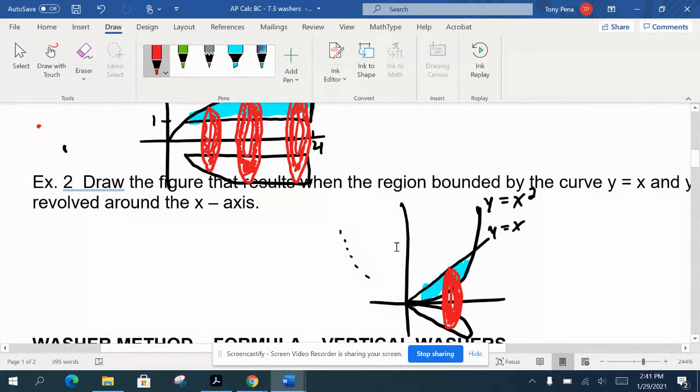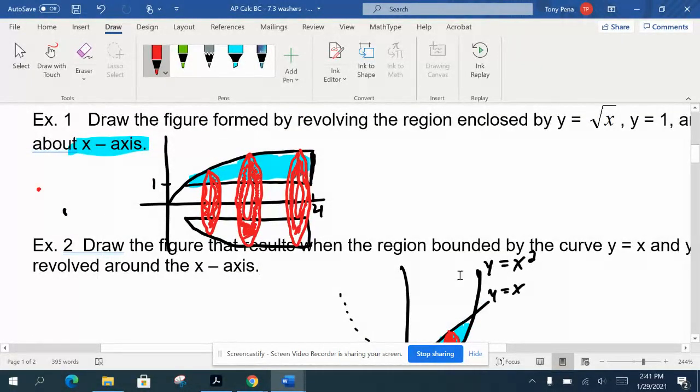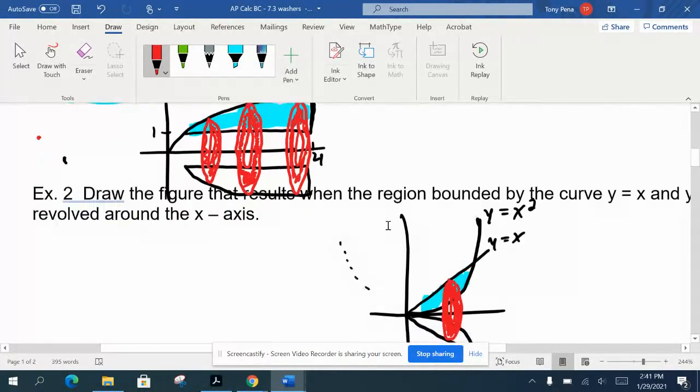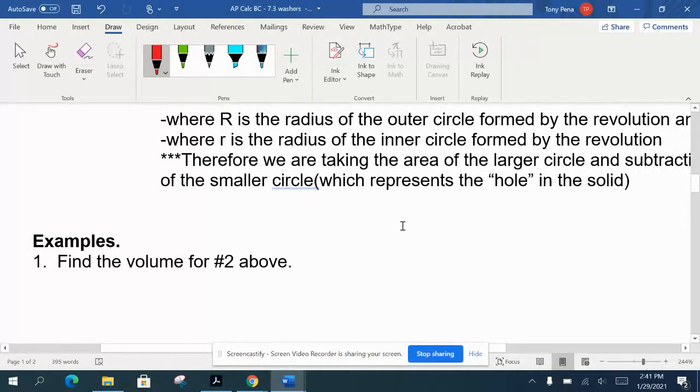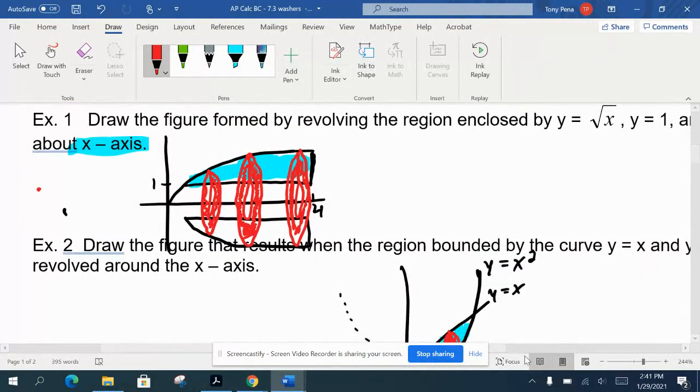Actually, you know what? I'm going to have you do number 1 above just because I can actually draw this a little bit better and see what's going to go on. So we're going to find the volume of number 1 above. So let's change our directions to that. And then I'm going to do the work up here where we can see the graph.